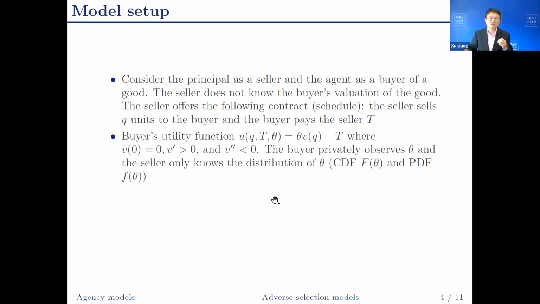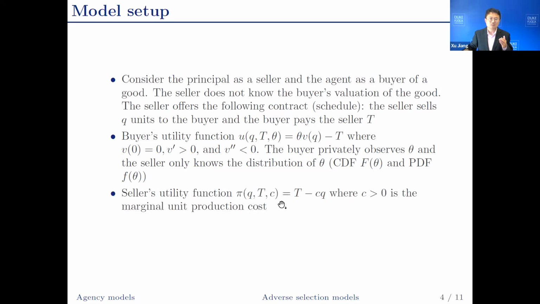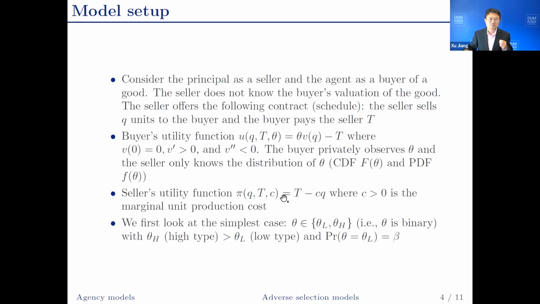T. Buyer's utility function has 2 parts. Theta V(Q) represents the buyer's utility from consuming Q units of goods. Theta is the marginal valuation of the good, that is the buyer's private information, and the seller only knows the distribution of theta. Minus T, it represents the transfer from the buyer to the seller. The seller's utility function also has 2 parts. The payment from the buyer T minus the production cost C(Q).